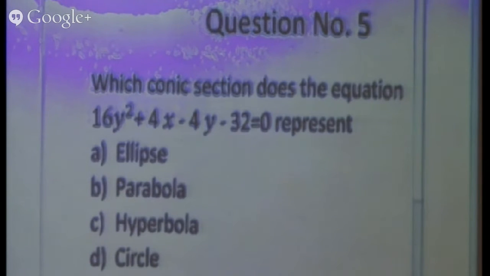This again, similarly, you can do. Why? Because only one second degree term is there. y square is there, but x square is missing. So it has to be a parabola. Now we can find out everything about it. Let's see the next.